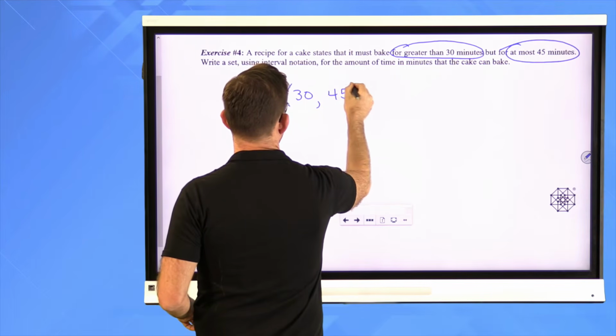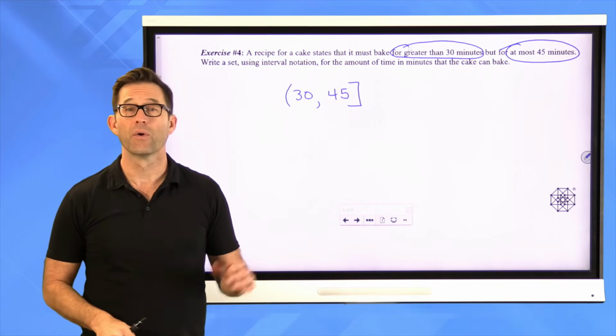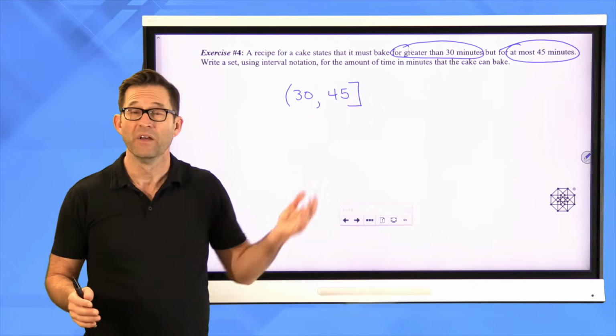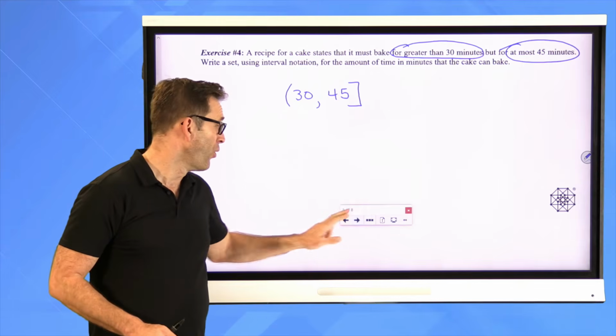So that is our interval. 30 to 45, where the 30 is not included, but the 45 is. Simple. You'd think that there'd be more work on this problem, but that's it. That's the whole problem.